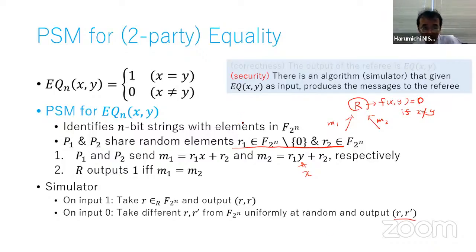This is the PSM protocol for the equality function. So this is much more complicated than the no-security case. In the no-security case, equality just sends x and y.